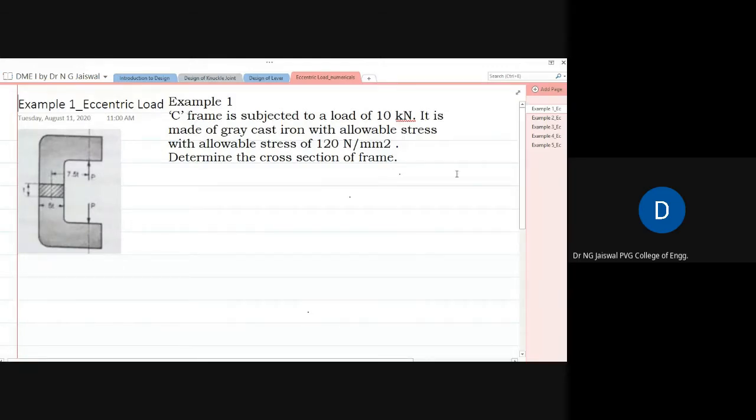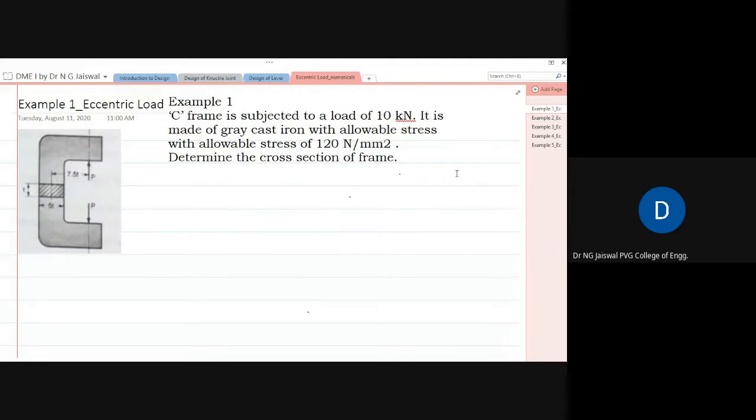Okay. Once again, just confirm whether you see the screen. Example one is mentioned there. Yes. Right. Yes, sir. Okay. Good. So now we'll start.